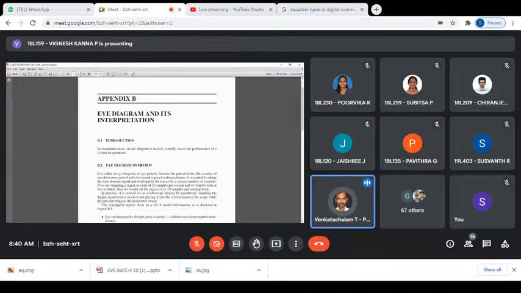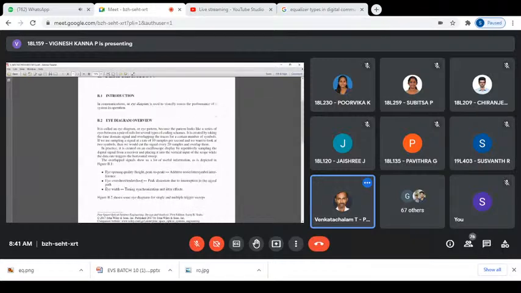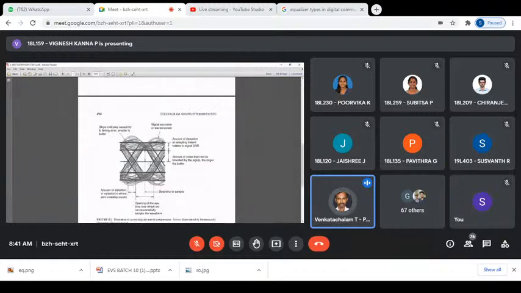This is just a two-page PDF. Then we will go to yesterday's PDF. The same thing is the performance of a system in operation. So it is an eye diagram. Vignesh Khanna, can you go to the next page? So that you can have an idea.